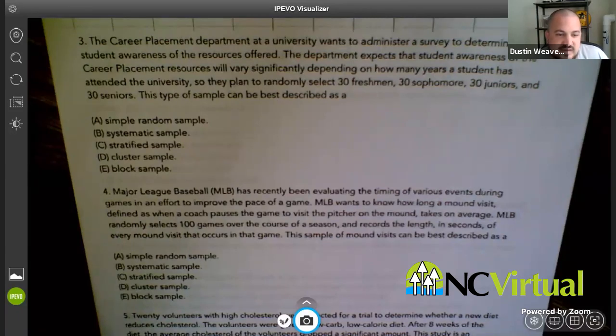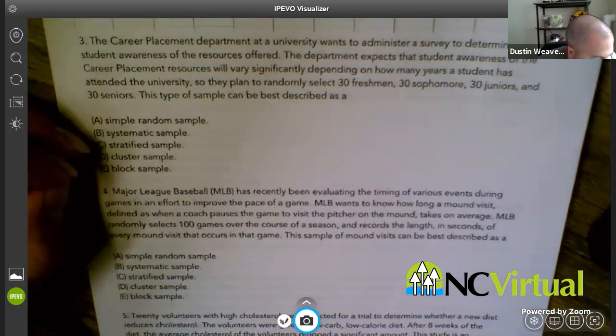So what type of sample is it when they want to randomly select 30 freshmen, 30 sophomores, 30 juniors, and 30 seniors? When they want to split those up into groups. Gavin says stratified. Anybody else? Do you agree? We want to split these up into groups. So what type of sample would it be? Do we agree with that? Jacob, yep. Okay, yeah, that is correct. So this is a stratified sample.